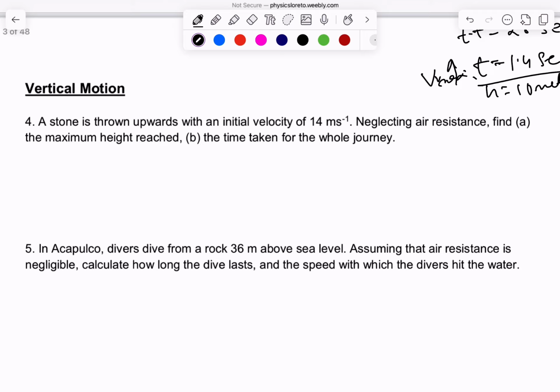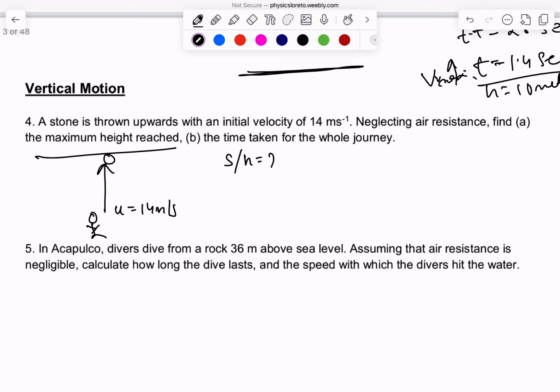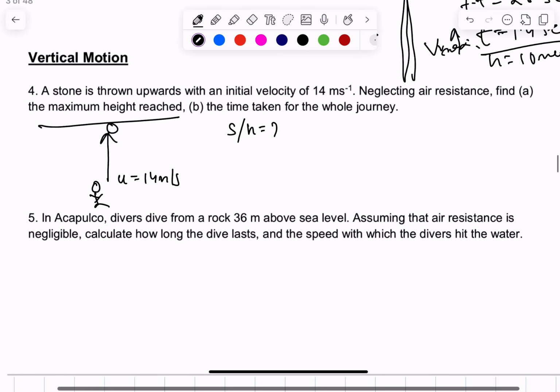Okay, a stone is thrown upward with an initial velocity of 14 meters per second. So I'm throwing a stone upward. Neglecting air resistance, find the maximum height. So simply I need to find the height. Height is simply what? Displacement. Height and displacement are the same. Until now we were discussing all about the horizontal, but now we are discussing the vertical also. It will be the same.